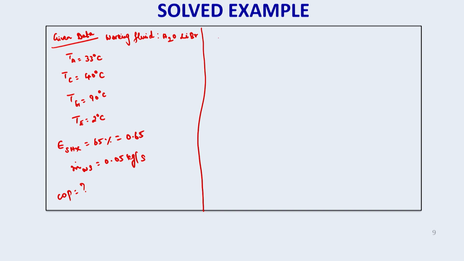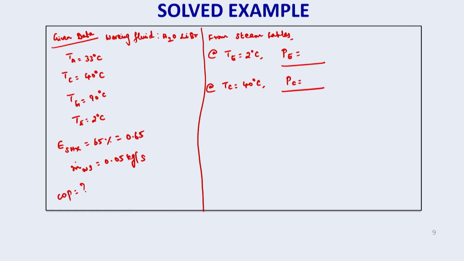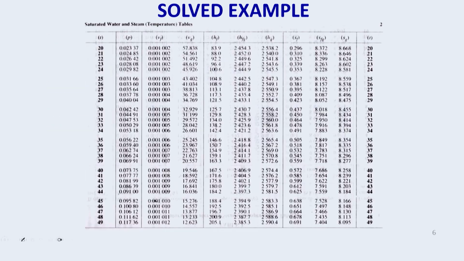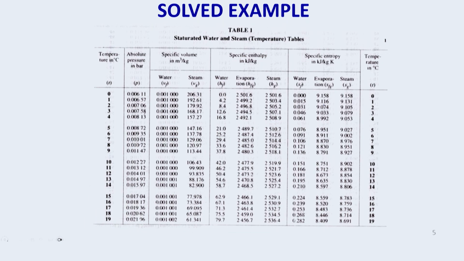First one is from the steam table. From steam tables, at TE equal to 2 degrees centigrade, I will write the corresponding pressure. Similarly, at TC equal to 40 degrees centigrade, what is the condenser pressure? So let us go to the steam table. Here the temperature values are given, and this is the pressure value.